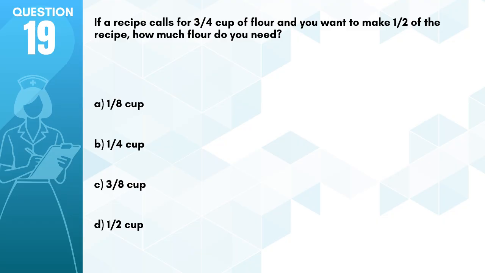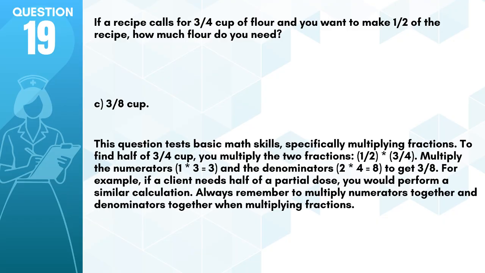Answer: C. 3/8 cup. This question tests basic math skills, specifically multiplying fractions. To find half of 3/4 cup, you multiply the two fractions, 1/2 times 3/4. Multiply the numerators, 1 times 3 is equal to 3, and the denominators, 2 times 4 is equal to 8, to get 3/8. For example, if a client needs half of a partial dose, you would perform a similar calculation. Always remember to multiply numerators together and denominators together when multiplying fractions.